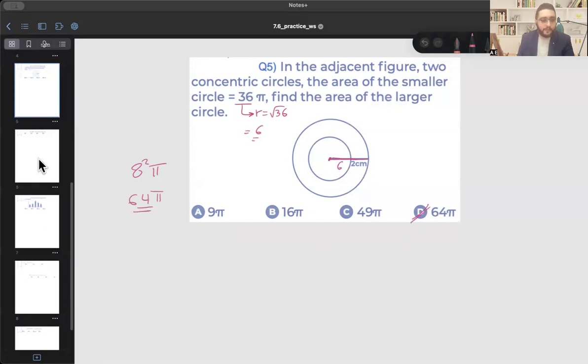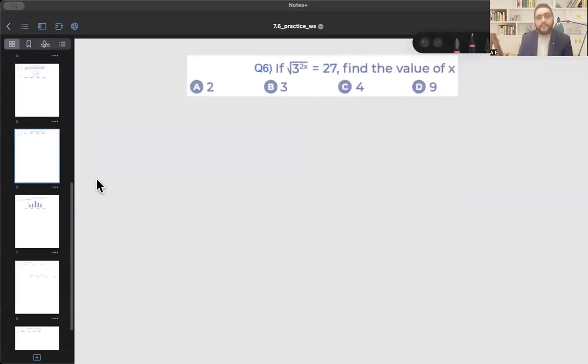Let's move to the next one. Question 6. If the square root of 3 raised to the power of 2x equals 27, find the value of x. You know that we can rewrite 27 as 3 raised to the power of 3. So the square root of 3 raised to the power of 2x equals 3 raised to the power of 3.